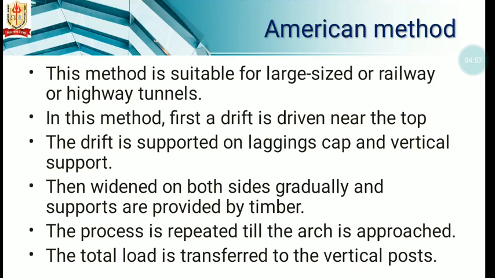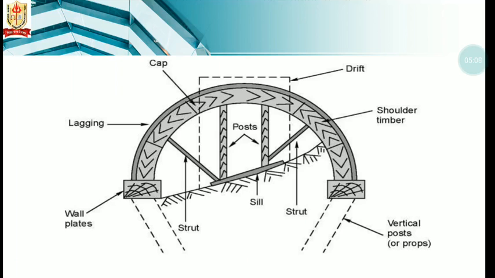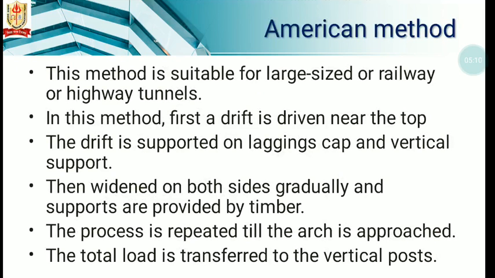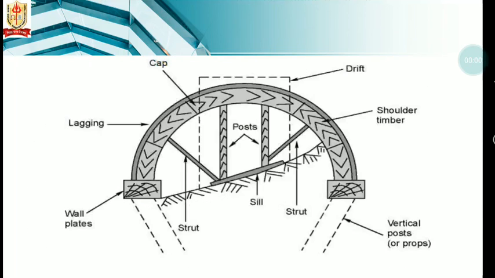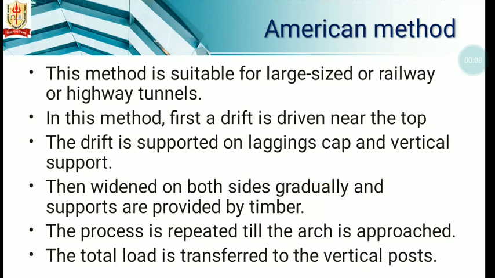Next method is American method. This method is suitable for large sized railway or highway tunnels. In this method, first a drift is driven near the top. The drift is supported on lagging and vertical supports. So this is the lagging and this is a vertical post which supports the lagging of the drift. Then it is widened on both sides.